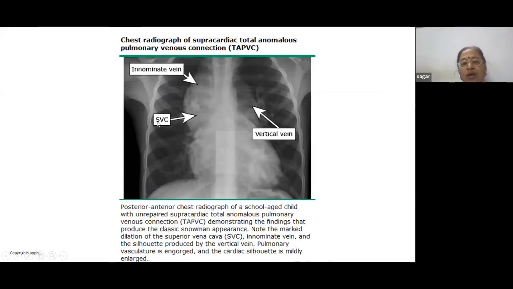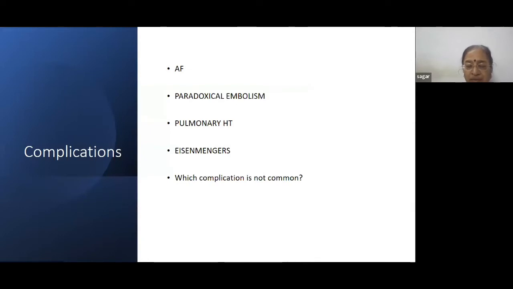Now, a total anomalous pulmonary venous drainage is a disease of children. Partial anomalous can come in adults, which is why I put it up as a differential. But this is the X-ray that you see in the TAPVC, which is called the snowman appearance because of the presence of this. Looks like a snowman, and you can see the very large innominate vein and the SVC and the vertical vein, etc. Okay, but this is more of a disease of children, so will not come in adulthood. So partial anomalous pulmonary venous drainage is what is important to us when we see something like an ASD.